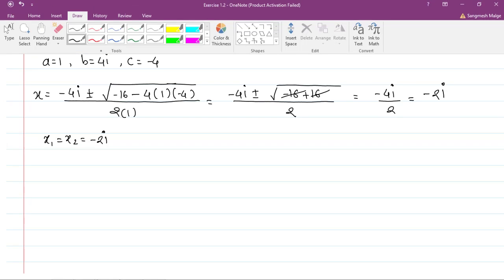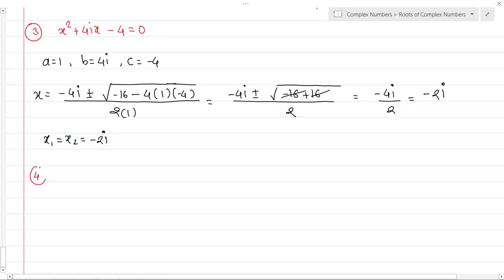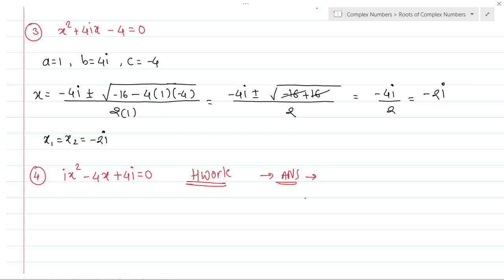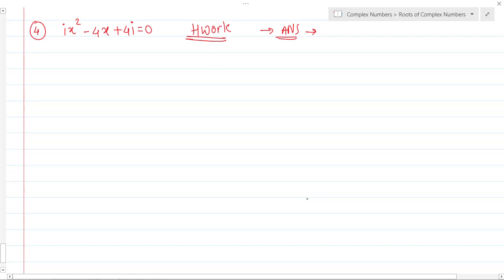Now what will be the fourth question then? Last question of this section. Of course, what to do for this last question? Take this question as a homework question. So ix square minus 4x plus 4i equals 0. Homework question. Write down your answer in the comment box so that it will be easy for us to know how you are solving and how many of you are solving and what your correct answer is. Okay, perfect. So with this we have solved section number 3 of this exercise.